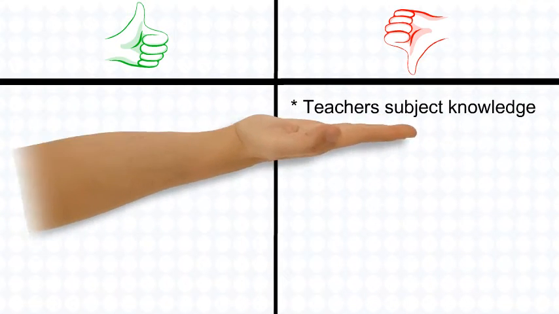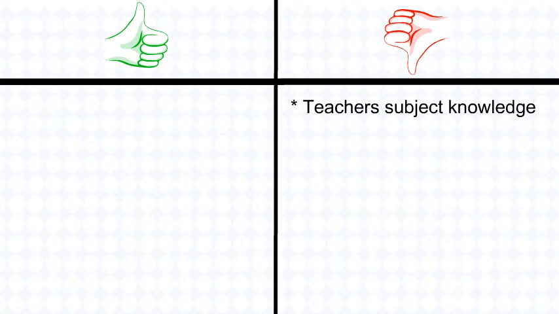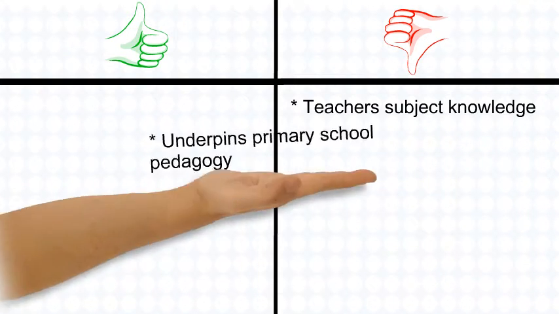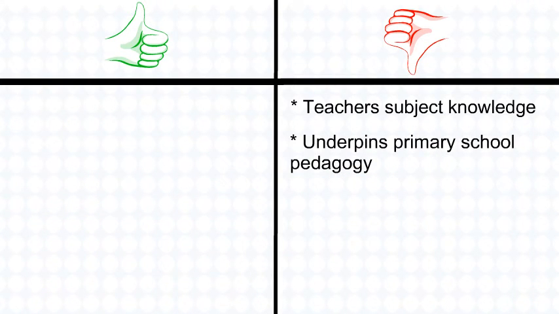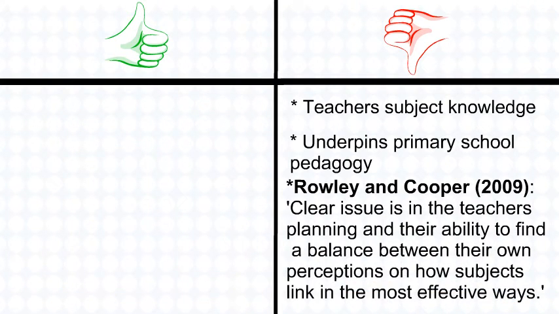One of the biggest criticisms of cross-curricular teaching is in the teacher's own subject knowledge. This highlights the issues of pedagogical and organisational tensions. As several academics note, cross-curricular methods underpin much of primary school pedagogy. A prime example comes from Rowley and Cooper, 2009, who argue that it is a clear issue in the teacher's planning and their ability to find a balance between their own perceptions on how subjects link in the most effective ways.